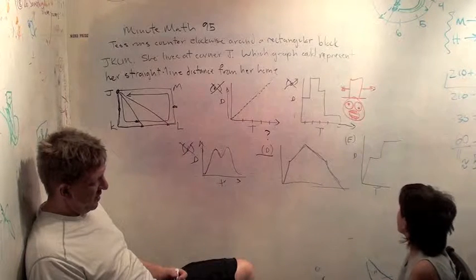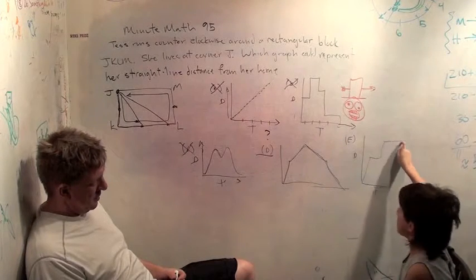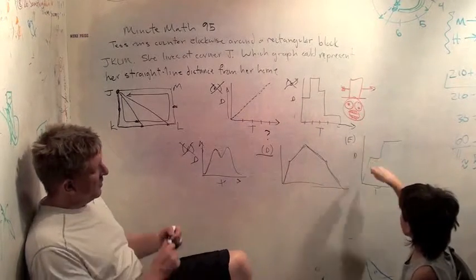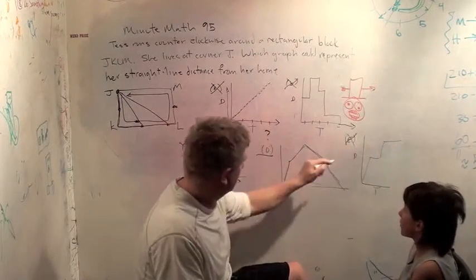And then what happens at the end? And then she just stays up here. She doesn't go back. Yeah, so that doesn't seem right. So the only one that seems to make sense is D. And all the other ones don't work.